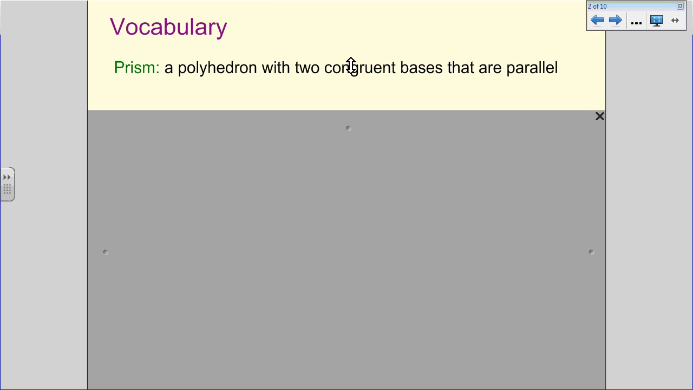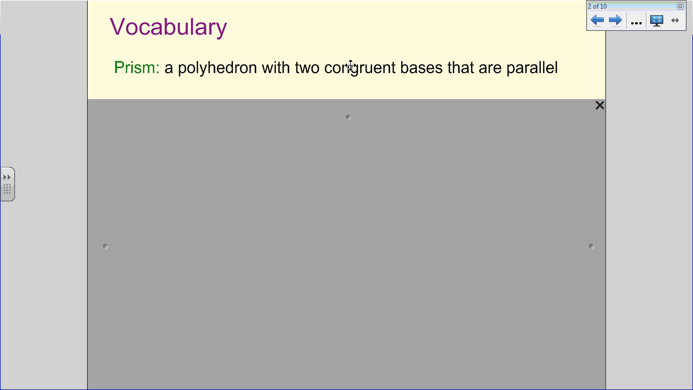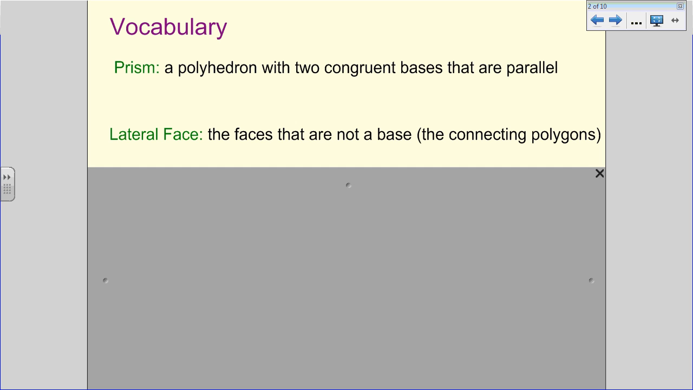So the vocabulary we need is a prism. We kind of already talked about this in 9.1, and that it's a polyhedron with two congruent bases that are parallel. So we're going to have either two triangles, two rectangles. We can't say a cylinder because the cylinder is not a polyhedron, but because it has two circular bases that are parallel, that's why we put cylinders in here.